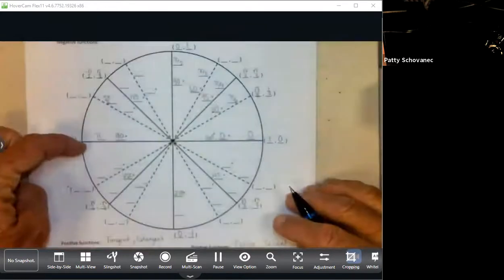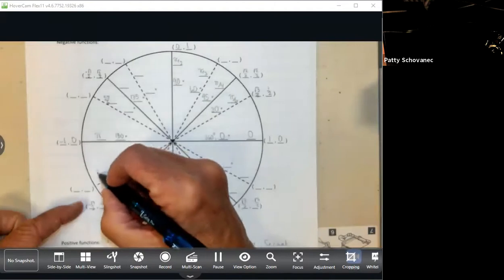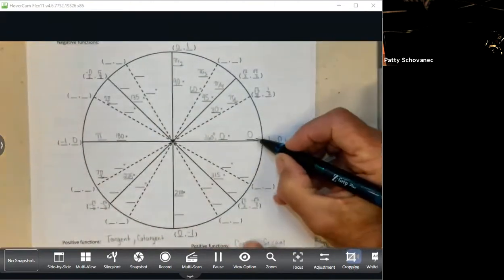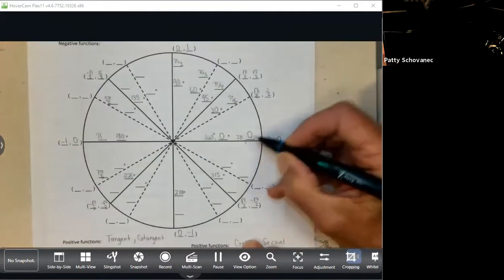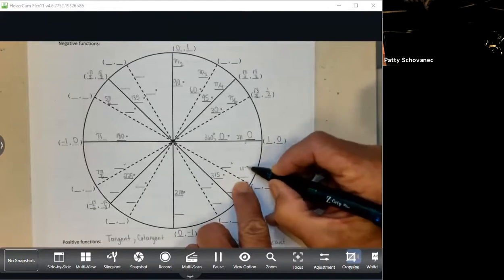All right, what is pi plus pi over 6? Good. And then what is 2 pi minus pi over 6? There you go.